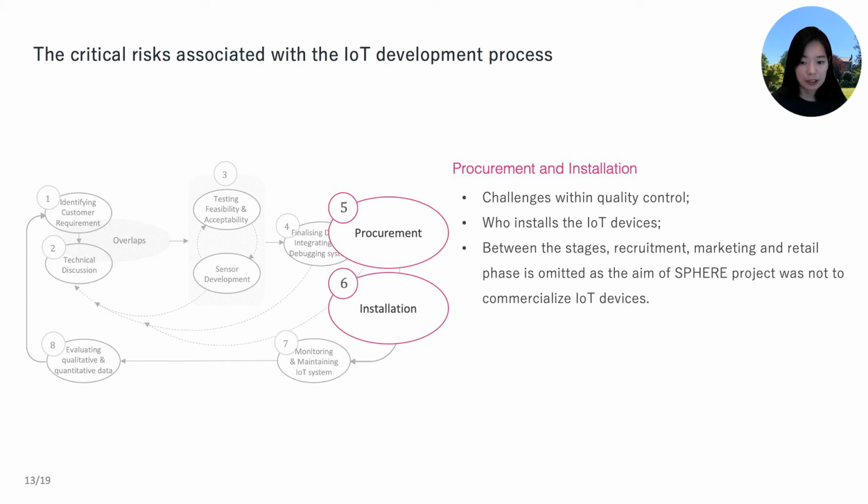Having constant and predictable quality of procurement is not a new issue, but it is harder to control with the rapid pace of technology development and globalization. In the Sphere project, recruitment, marketing, and retail phases are omitted between the procurement and installation stages because the aim of the project was not to commercialize the IoT system. Regarding installation, small companies and startups should consider who will install the system, which would affect their overall success.